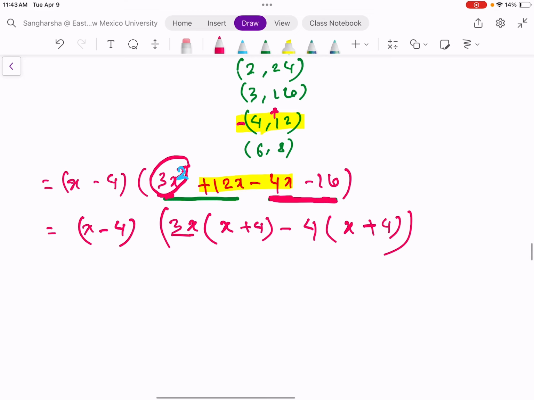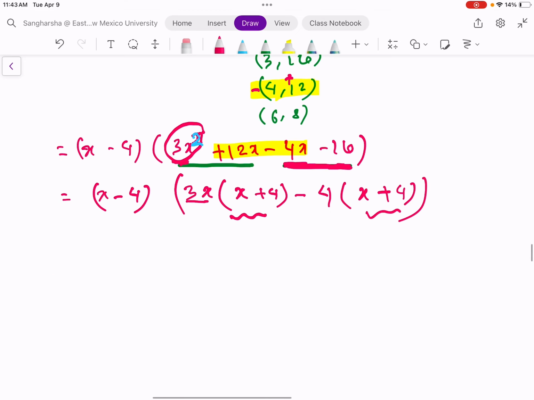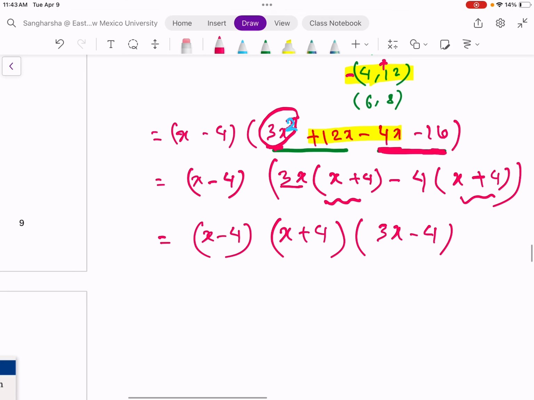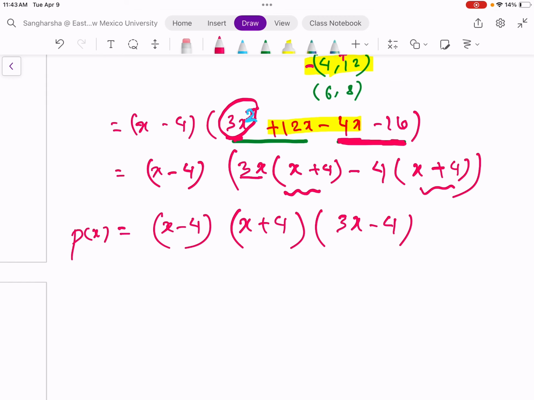So we have this as a common factor. Let's factor out x plus 4. This is common, and the remaining is 3x minus 4. And this is our p of x in factored form. So our p of x is equal to x minus 4 times x plus 4 times 3x minus 4.